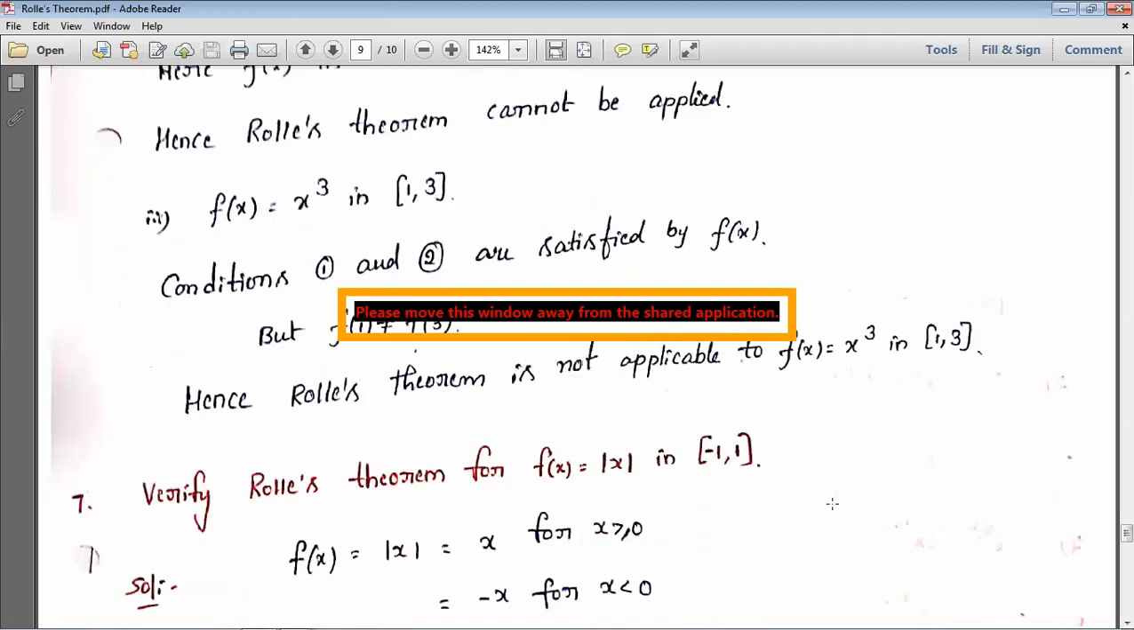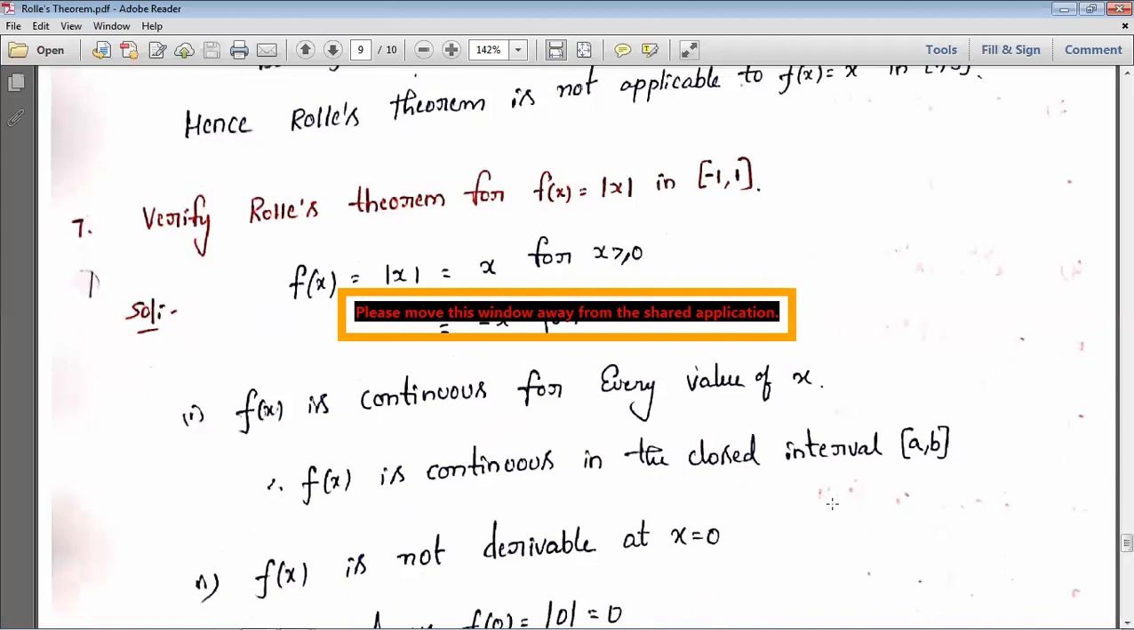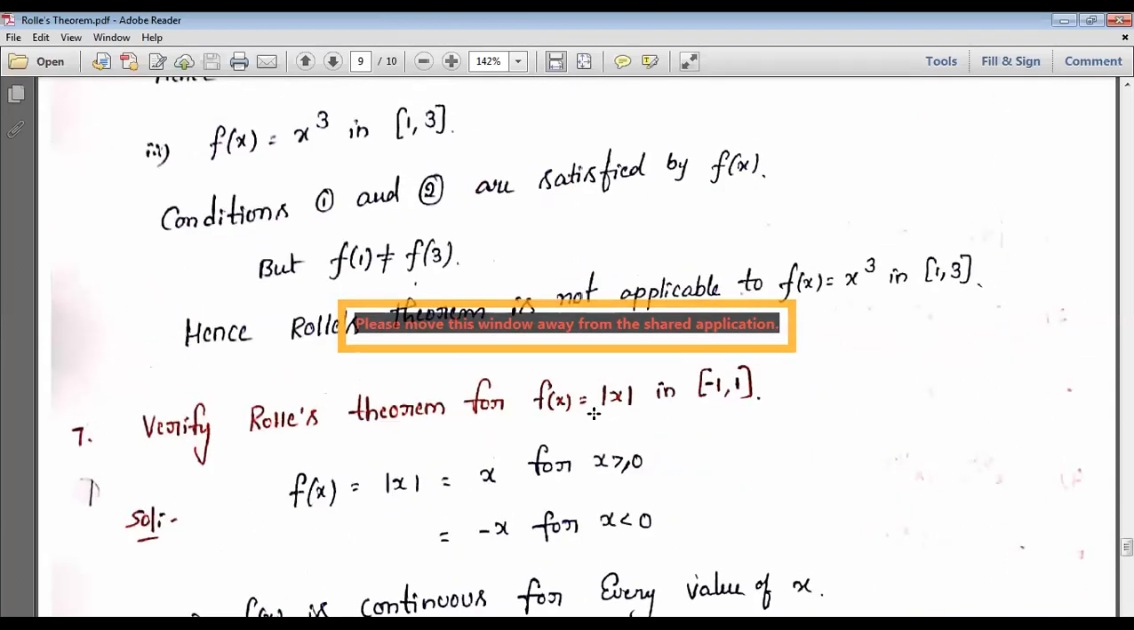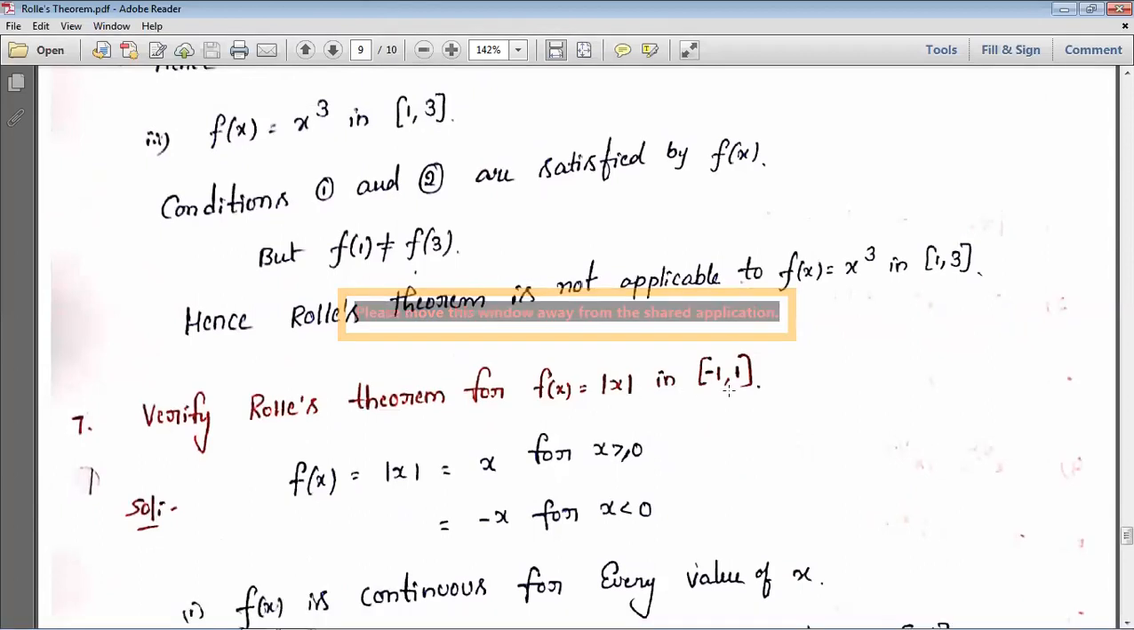Okay, and next, this is the last problem. Verify Rolle's theorem for f of x is equal to mod x in the interval minus 1 comma 1. Here we need to check, first you should know about the function and its derivative. So this is very important. They may ask this same question in a different way also, and I will tell you how they will ask.